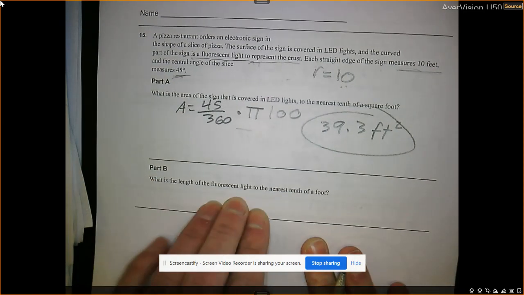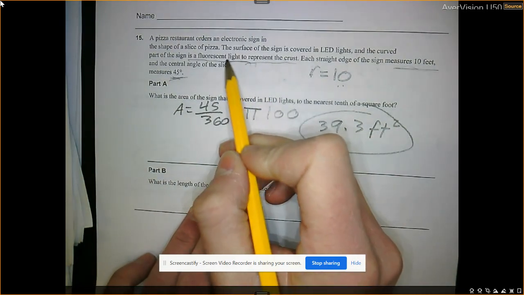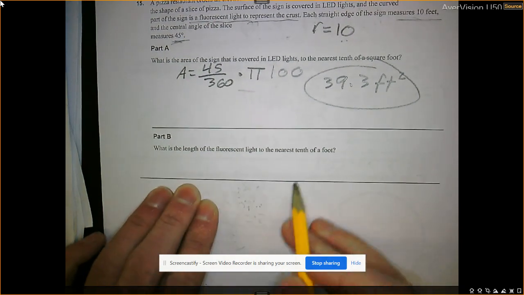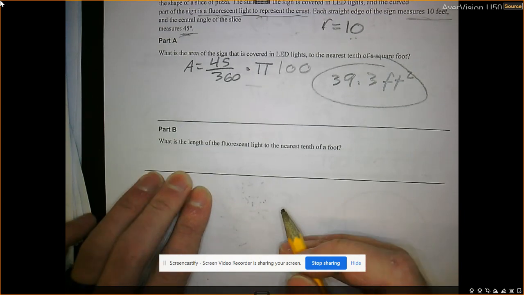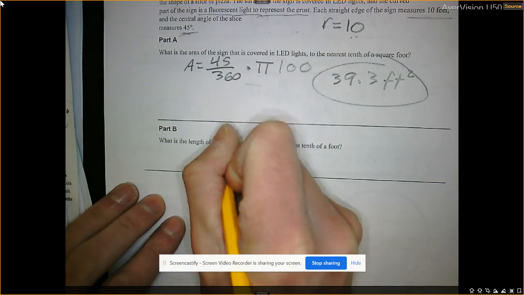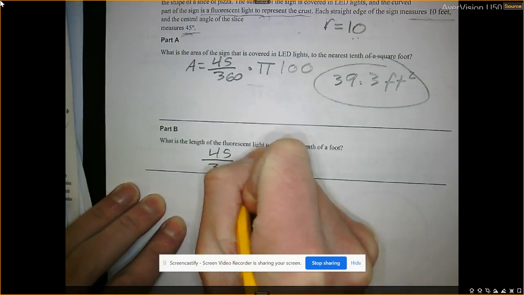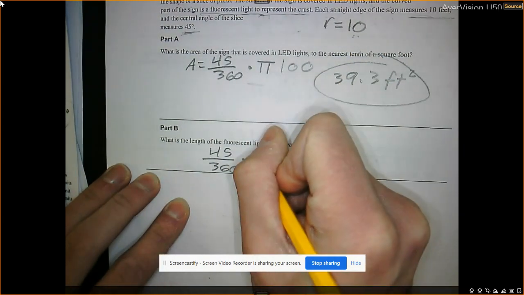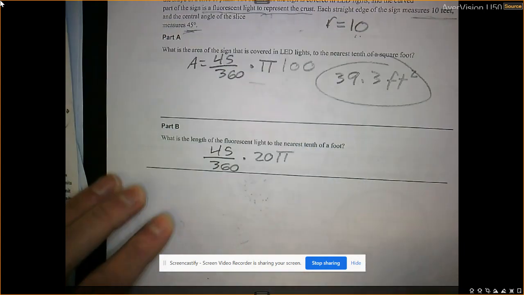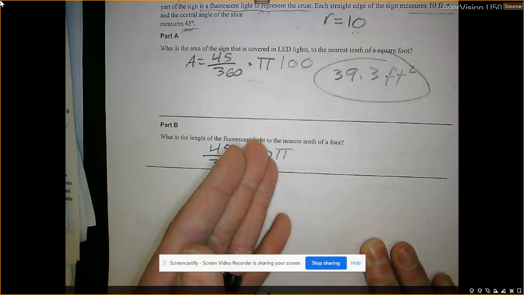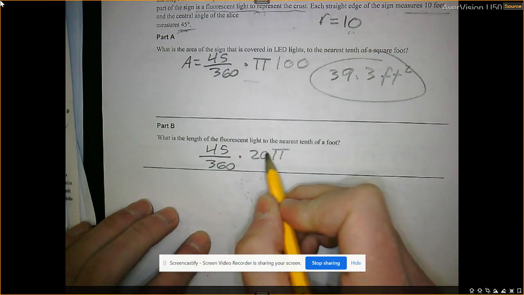Now here it's asking what's the length of the fluorescent light. Well, remember the fluorescent light is representing the crust. That means that's the outside. So this is now talking about arc length, okay? And that arc length, again, you are now using the formula here, and it's angle, which is 45 over 360, times 2 pi r. Well, if r is 10, 2 times 10 is 20, so we can say times 20 pi. Okay, because the order you do multiplication in doesn't matter, right? So what I'm really doing is 2r pi, which is totally fine. 2 times r is 20 times pi.